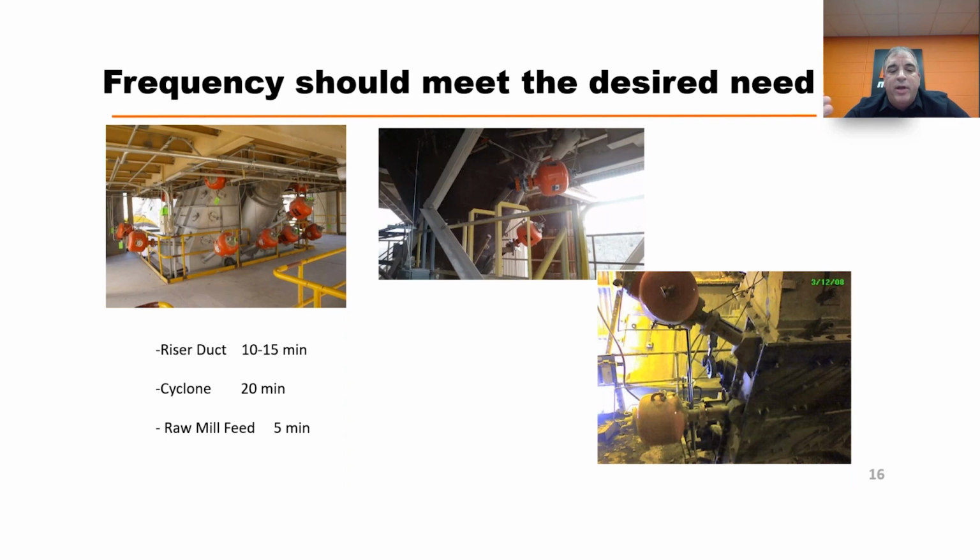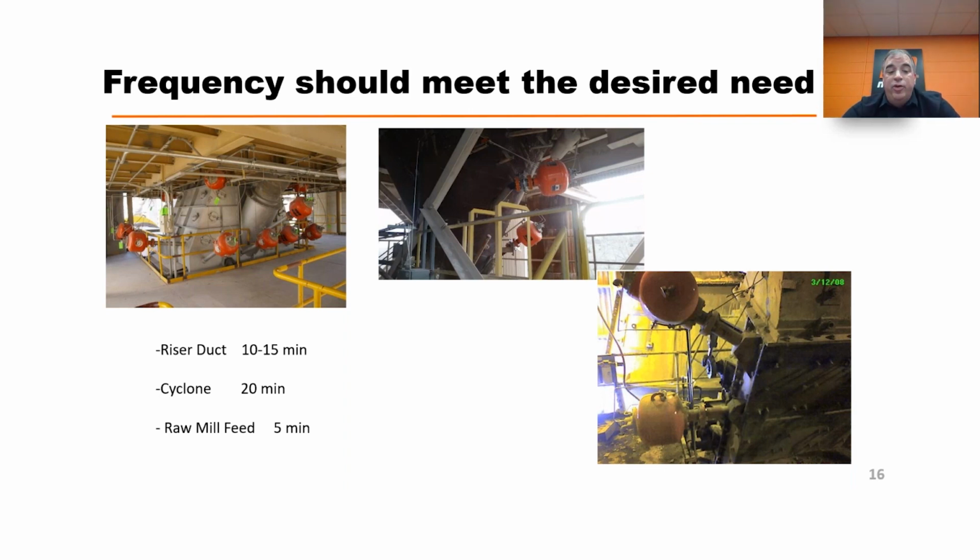In a riser duct application, on the kiln inlet, anywhere pretty much on the preheat tower, we average somewhere 10 to 15 minutes. Each one of those cannons fires every 10 to 15 minutes. On the cyclones, it's probably more in the 20-minute range. It all depends on how often that buildup happens at the discharge of the cyclone. There's no point in firing every 5 minutes when you don't need to, because it's a huge drain on the system, and it's a waste of compressed air, which is costly.